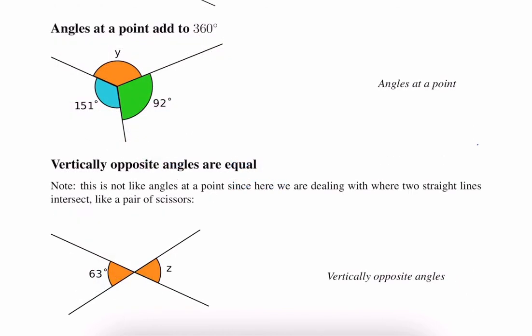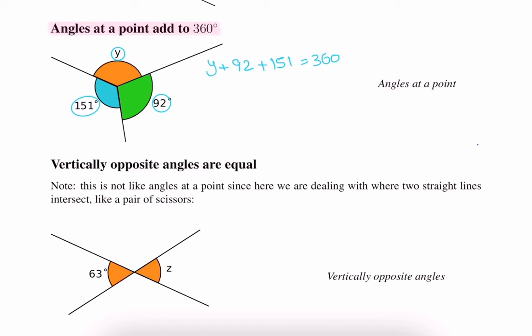Also, you should know that angles at a point add up to 360. From this, we should know that the three angles we have in this example, y, 92, and 151, the three of them add to 360. So, we can write this equation. Y plus 92 plus 151 equal 360. To get the value of y, we need to solve this equation.